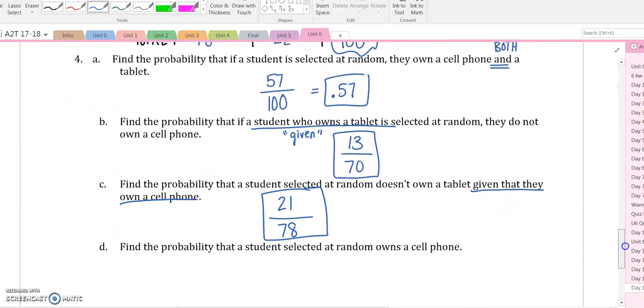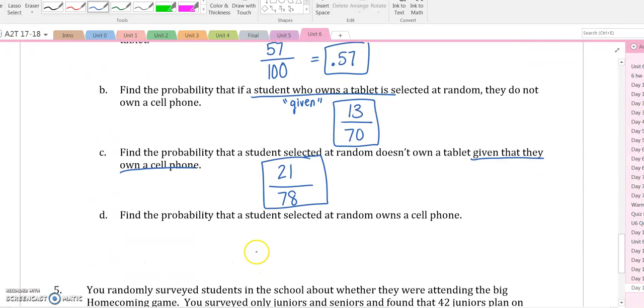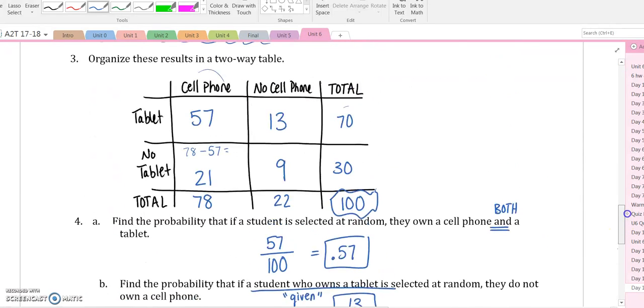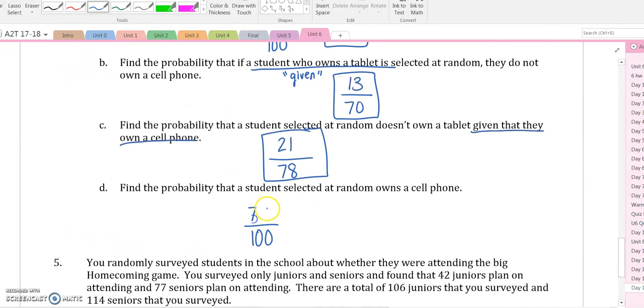Okay. Part D, find the probability a student selected at random owns a cell phone. So now there's no given information, so it's out of the 100 again. But this is just owns a cell phone in general. So that would be the 57 and the 21, which would be 78 total. So 78 out of 100, or 0.78. All right, and that's the idea of this.